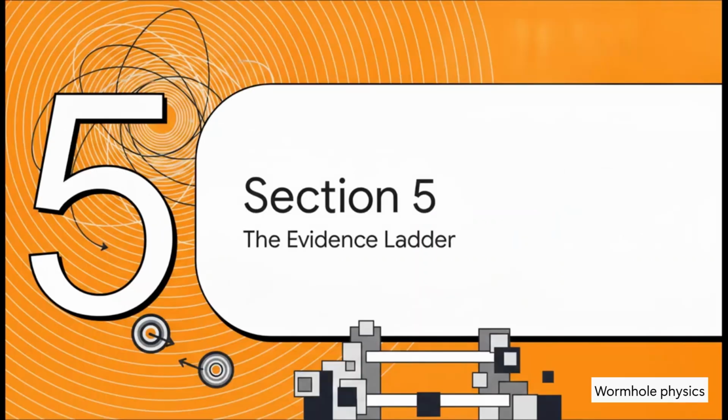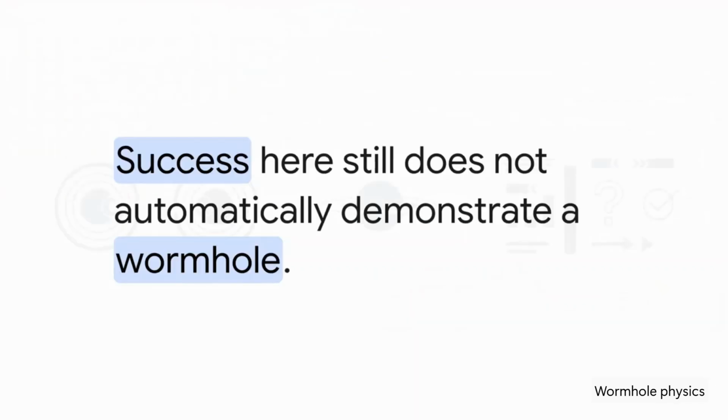Section 5. Building the evidence ladder. So let's say we run this experiment and it actually survives all these brutal tests. What does it mean for the real world? Well, let's keep our feet firmly on the ground. A success here still does not automatically demonstrate a wormhole. Even if we successfully detect a new scalar interaction in the lab, a massive theoretical burden remains before any scientist could responsibly claim they've found a shortcut through spacetime.